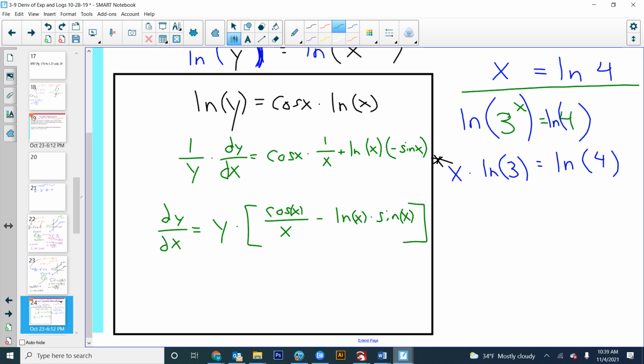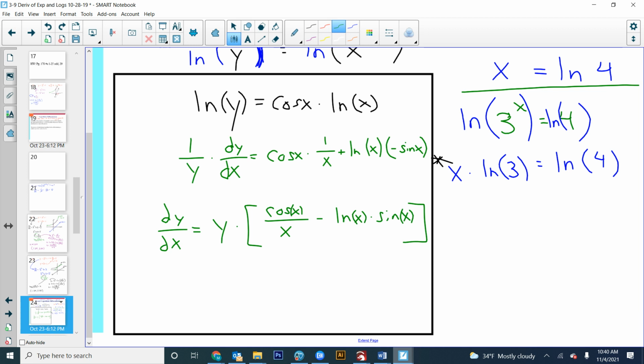Well, if it was 1/5, you'd multiply by 5, right? It's 1 over y, multiply by y, it'll get rid of the y. Both sides. Good so far?